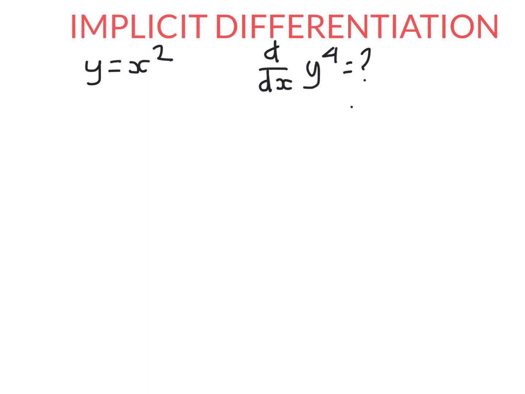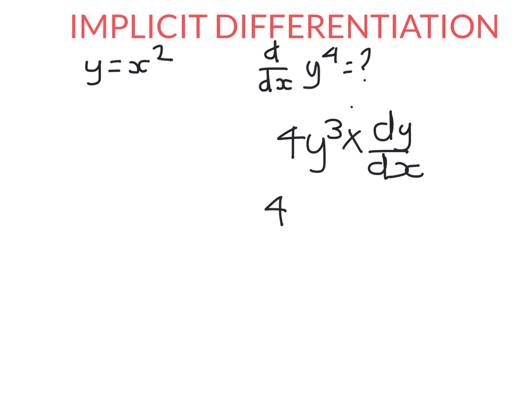What we would do is we would move the 4 to the front, decrease the power by 1, and we'd multiply by the derivative of y, which is dy/dx. That would allow us to complete the question here. So what we would have is 4y, so y is x squared, to the power of 3 times dy/dx. Well, dy/dx here is just 2x, the derivative of x squared. And so we end up getting 8x to the power of 7.